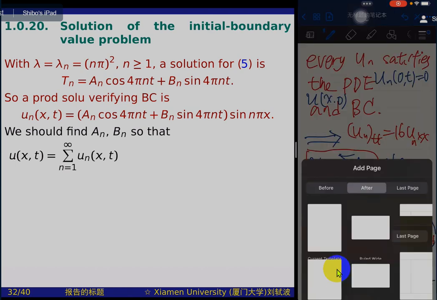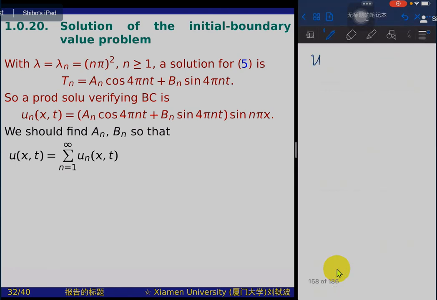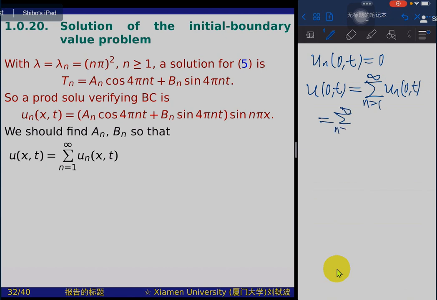Maybe I go to the next page. So we know that u_n(0,t) is 0. Therefore u(0,t), since u is the sum of u_n, is the sum of u_n(0,t), which is the sum of 0. Therefore, it's 0. So this verifies that this u satisfies the boundary condition at the left end point, x equals 0. Similarly, it also satisfies that at the right end point, x equals 1.